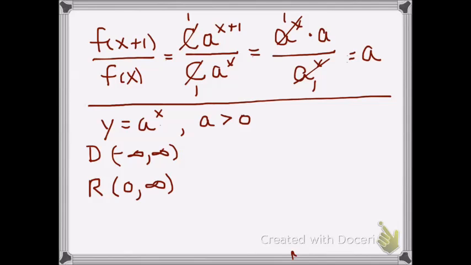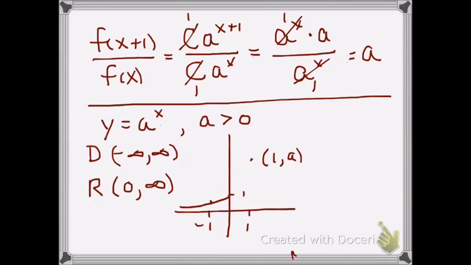So here's a graph. Say when x is equal to 0, y is equal to 1. When x is equal to 1, y would be equal to a. And when x is equal to negative 1, y is 1 over a, which would then be a fraction between 0 and a. And here we have our increasing function.